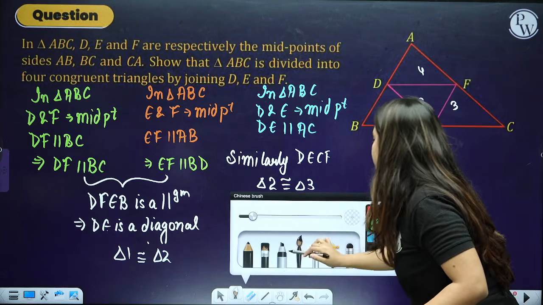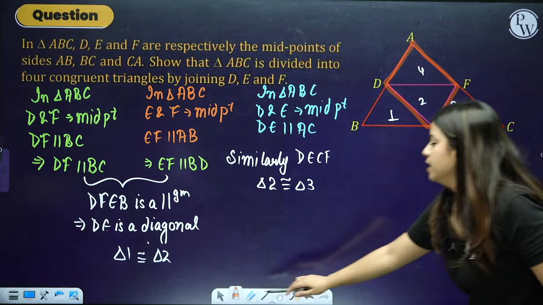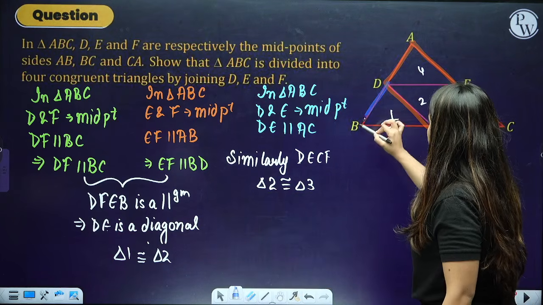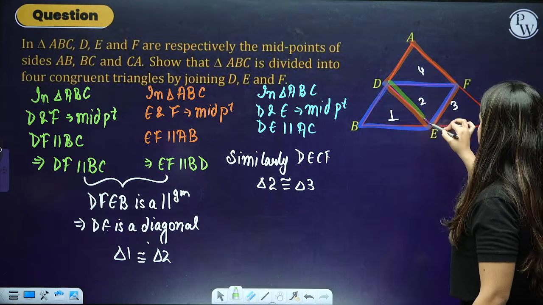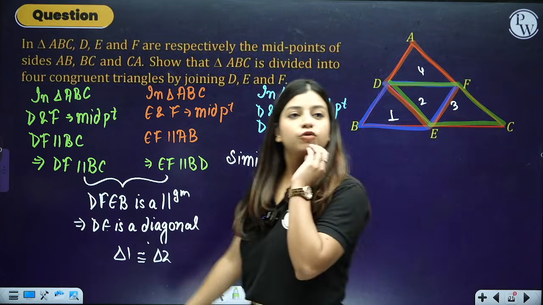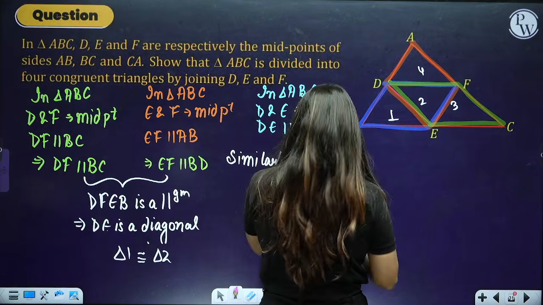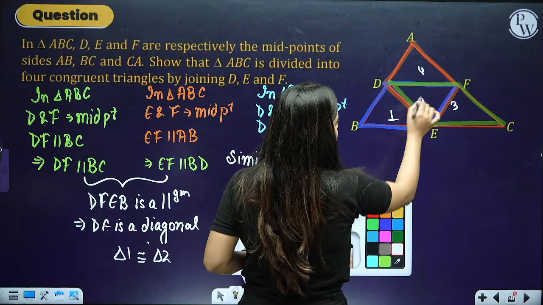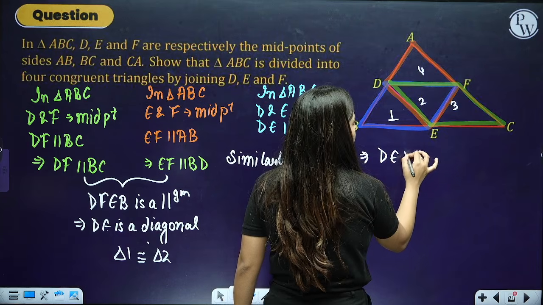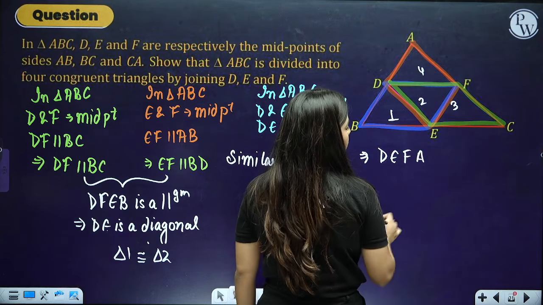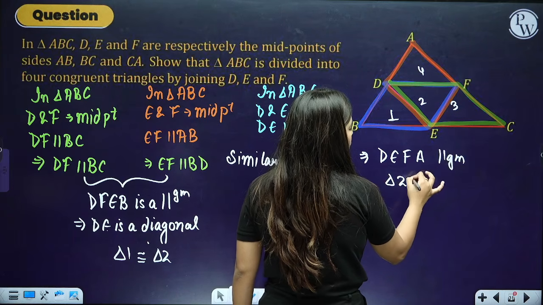Now if we take ADEF as a parallelogram, the first parallelogram was this one, the second was this orange one and the third one is this green one. So these are the three different parallelograms that we have taken, and from that part we can say similarly DEFA is also a parallelogram. And if DEFA is a parallelogram, then triangle 2 is congruent to triangle 4.